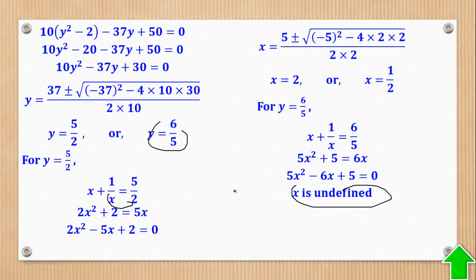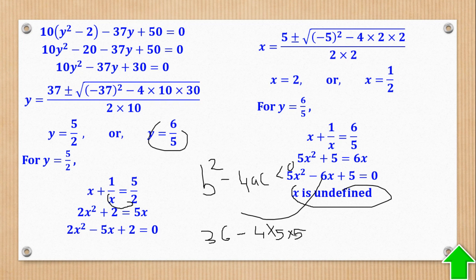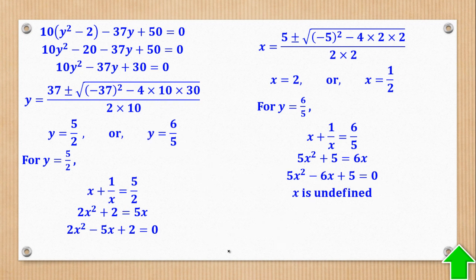Why is it undefined? You must have covered something called a discriminant. If that term is less than 0, there will be no real root. So let's see. -6 squared is 36. Okay. 4 times a, which is 5, times c, which is 5. So that is 100. So 36 minus 100 is negative, so x is undefined.